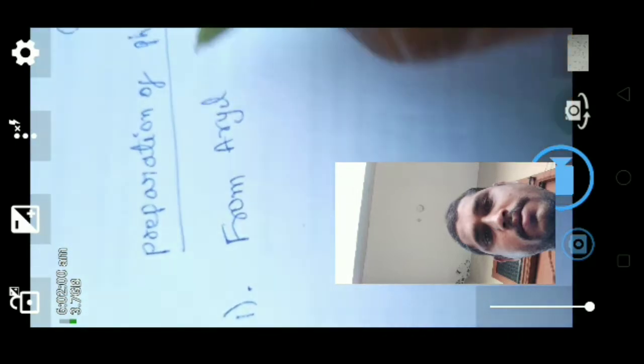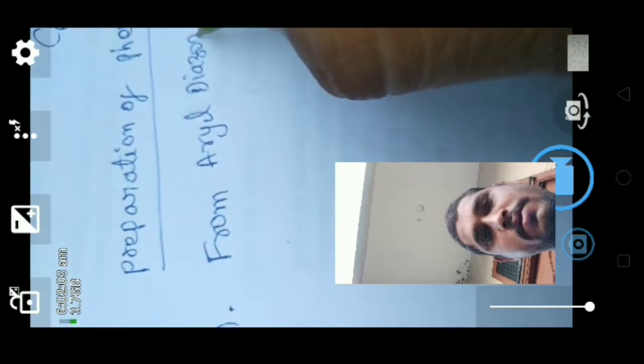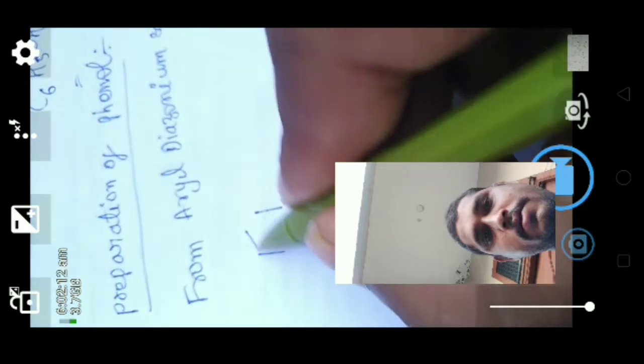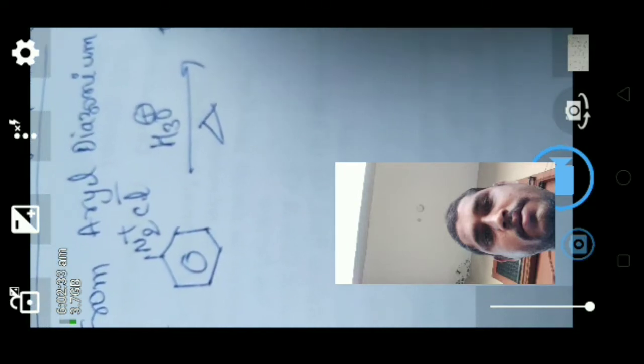The first method is from aryl diazonium salt. Here, benzene diazonium chloride, when you react it with heat in the presence of acidic medium, gives phenol plus N2 plus HCl.